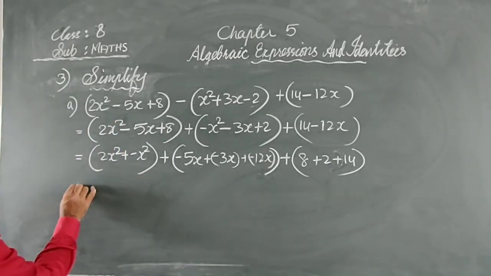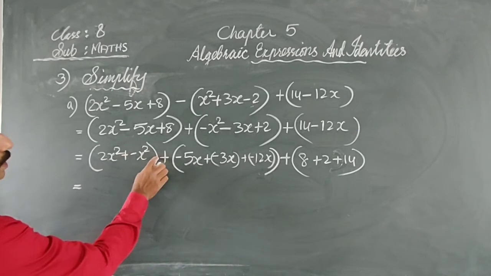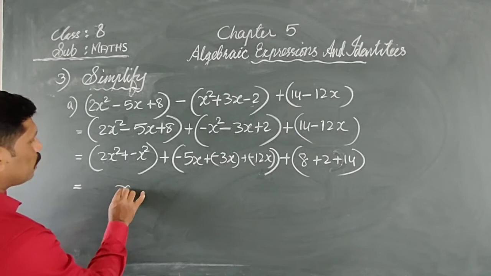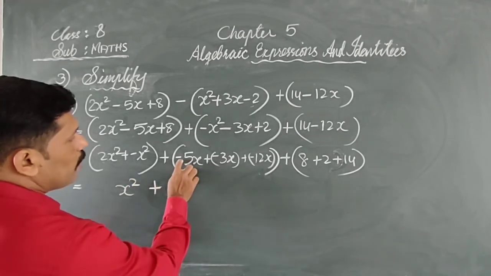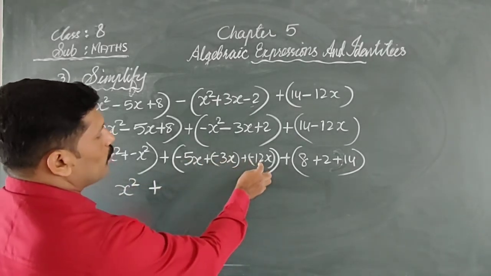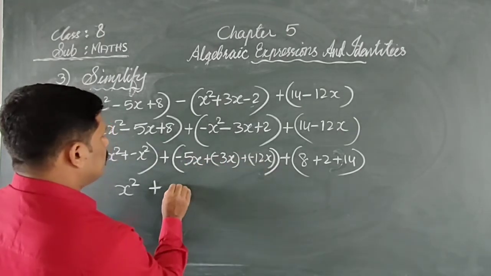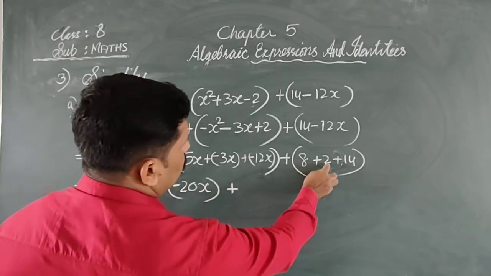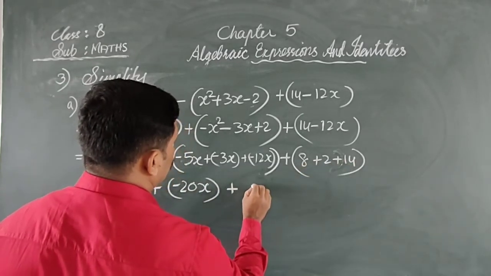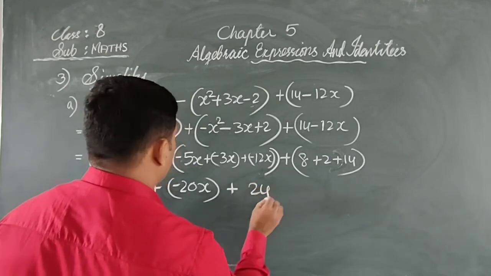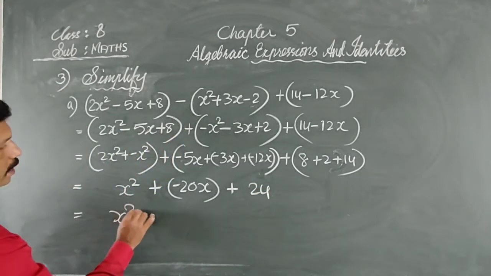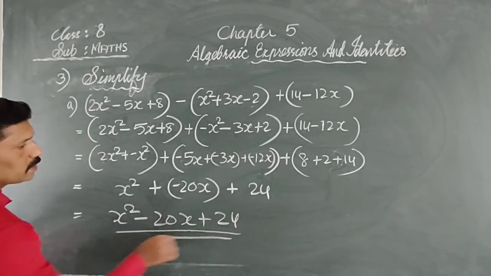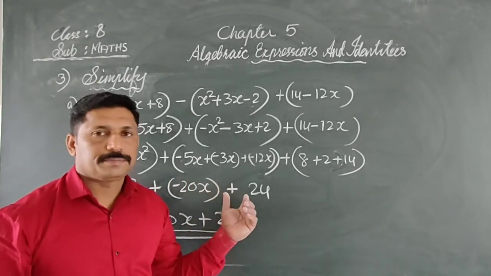Now we can add or subtract. 2x square plus minus x square, one positive, another negative, we subtract, then we get x square. Plus 5x plus 3x plus 12x, 8x plus 12x, 20x, all are negative, so negative 20x. Plus 8 plus 2, 10, 10 plus 14 is equal to 24. So here x square minus 20x plus 24. Okay. In this way we simplify the numbers.